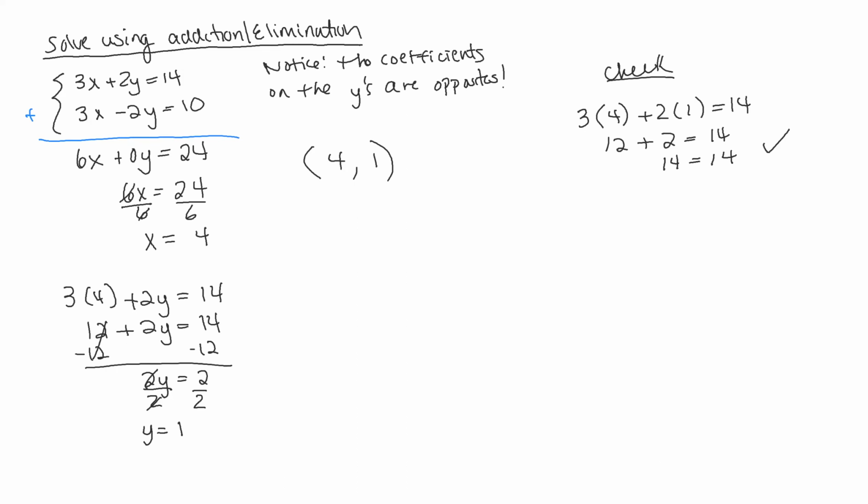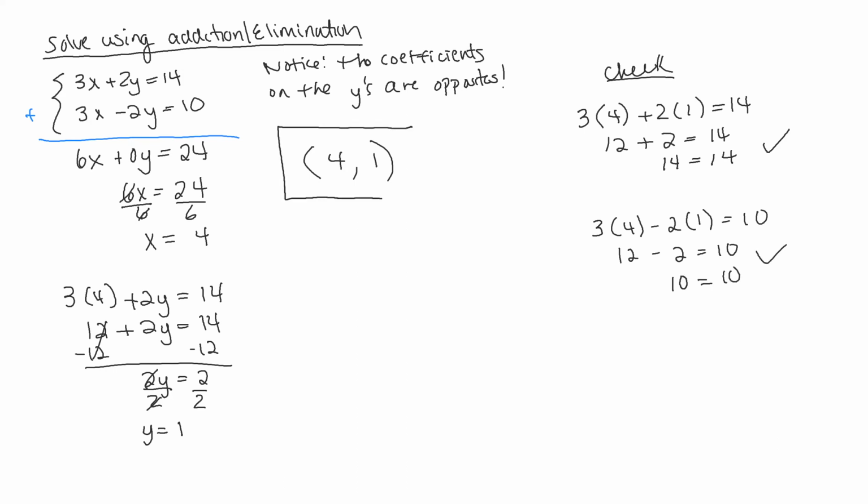The second equation, let's check it. We get 3 times x, which is 4, minus 2 times y, which is 1, equals 10. Well, 3 times 4 is 12. Negative 2 times 1 is negative 2. 12 minus 2 is 10. 10 equals 10. So we can say with confidence the solution to this system of equations is the ordered pair 4, 1. Now, again, our goal when we're solving using elimination is to force the coefficients on one variable to be opposites. This one was already set up so that the y coefficients were opposites. So this one was pretty easy.